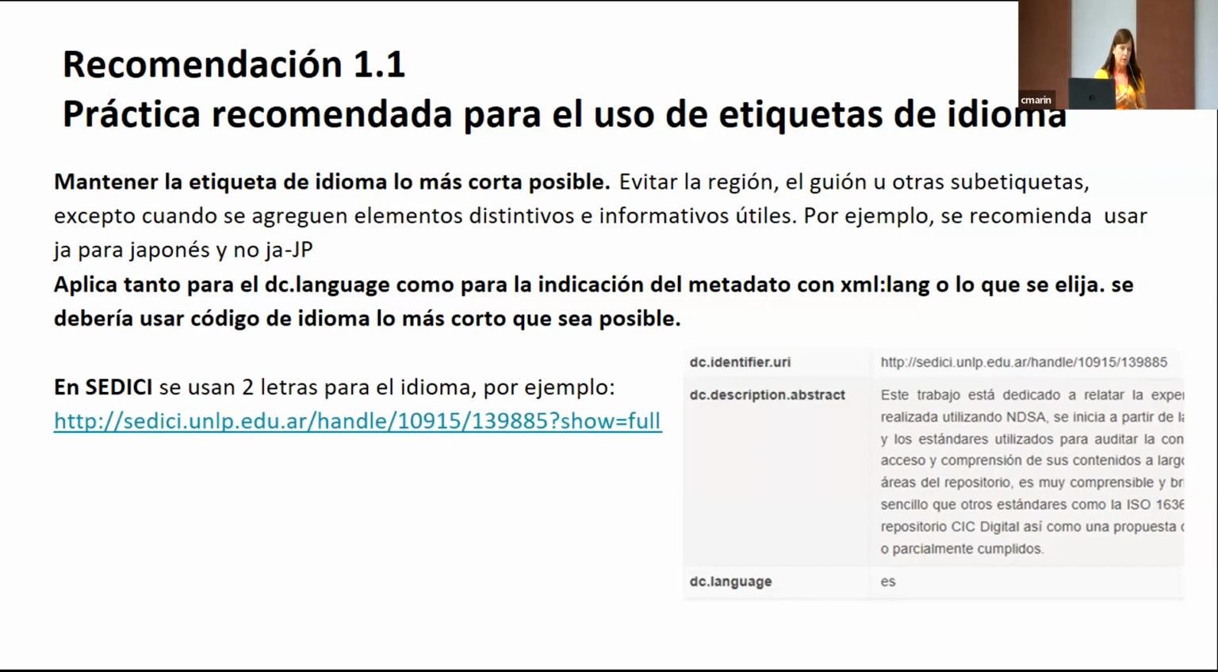Pero uno puede ver, incluso cuando ve los registros cosechados desde distintos repositorios, que muchas veces aparece un registro que dice como idioma BR, pero también agrega una extensión que dice Brasil o PT de Portugal o así, que no debería ser utilizado.